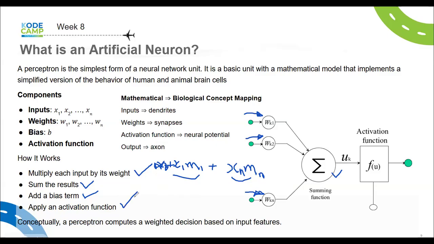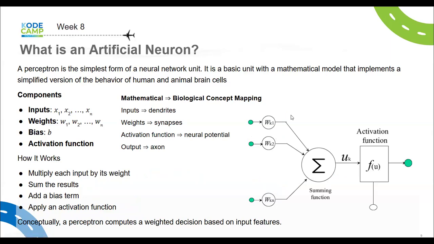So when you think of it this way, you see that conceptually, a perceptron computes a weighted decision based on the input features. So each of these inputs represents each of the features, right? And each of the inputs is weighted by the weights as it comes in. And then the sum is computed. So it's a weighted decision. It's a weighted sum of the inputs. Okay. And remember, it's the weights that you are learning. That's what the model is learning when you are training it. It's effectively learning the weights. So that's what an artificial neuron is effectively.